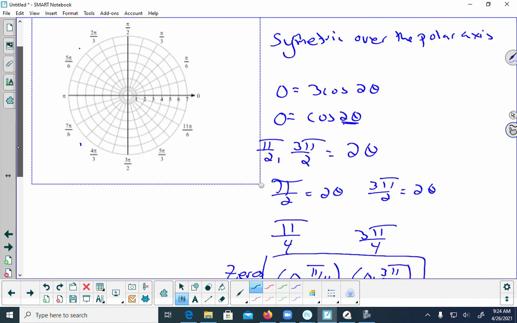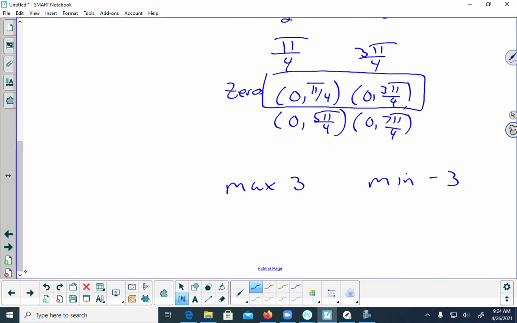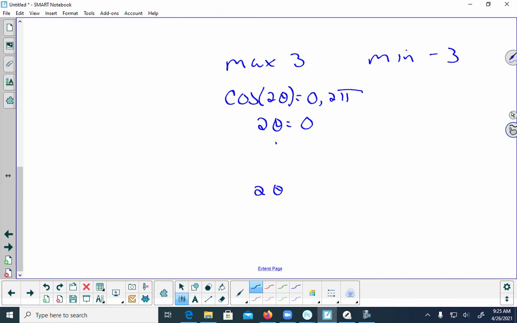To find out when that occurs, I'm going to ask myself, when does the cosine normally equal 1? And the cosine normally is equal to 1 at 0 and then again at 2 pi. So I'm going to say 2 theta is equal to 0. Yeah, I'm right. 0 and 2 theta is equal to 2 pi. Divide both sides by 2 and I get theta is equal to 0 and theta is equal to pi. So my max of 3 is going to happen at (3, 0) and (3, pi).